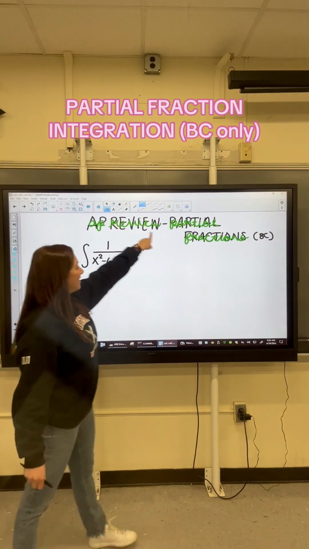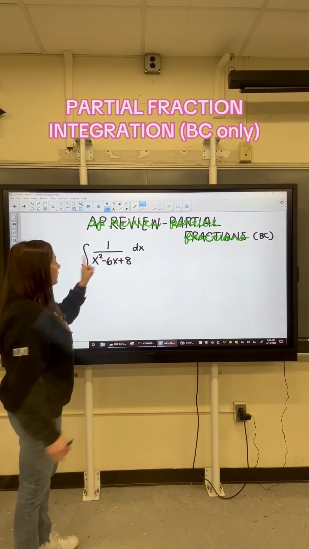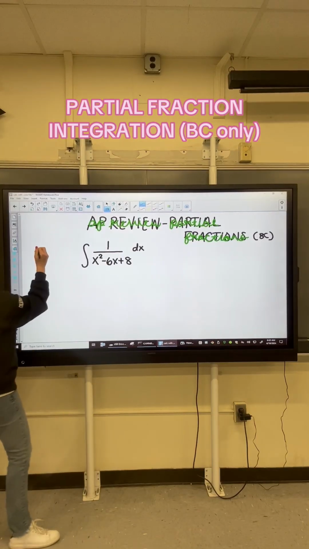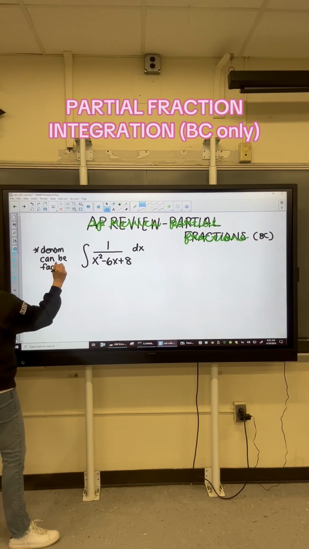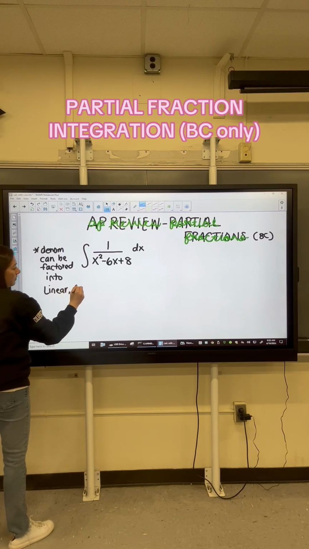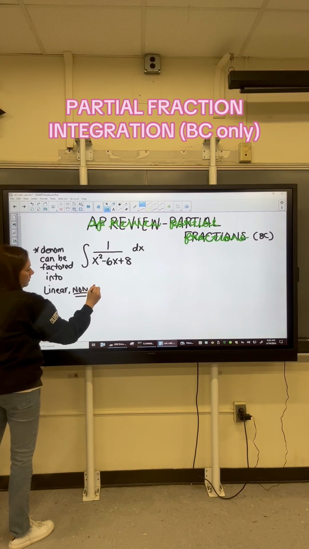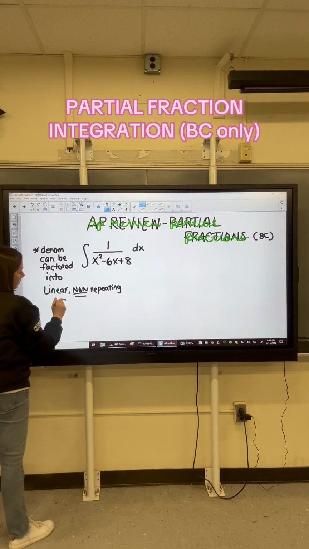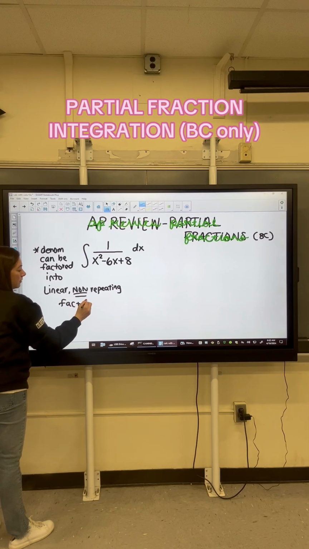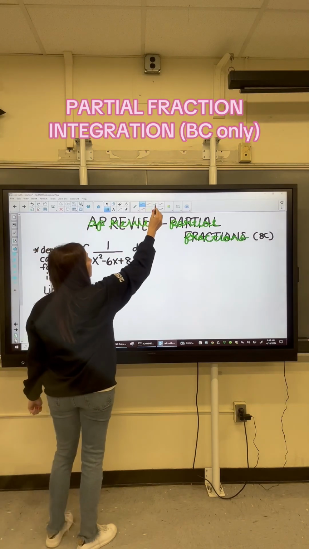So today we're going to do AP review. We're going to talk about partial fractions, which is a BC only topic. And you can use partial fractions when you can factor the denominator. So that's kind of the dead giveaway when it's partial fractions. The denominator can be factored, and we are only responsible to be able to do partial fractions with linear, non-repeating factors. So like x plus 1, x plus 2, x minus 3, x plus 5, so they cannot repeat.